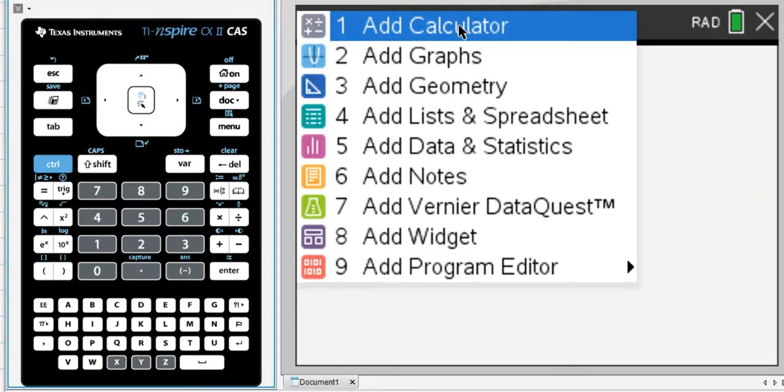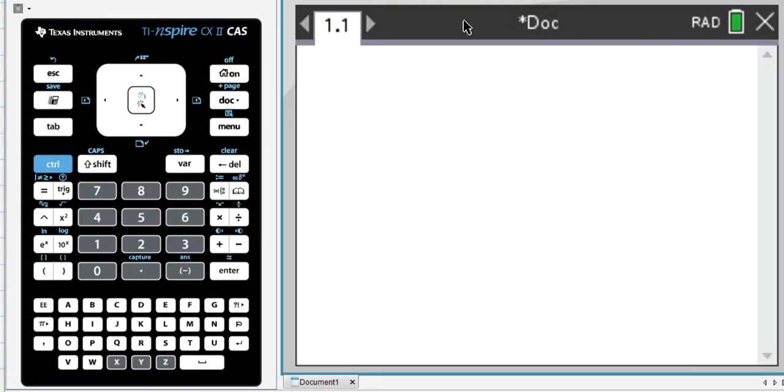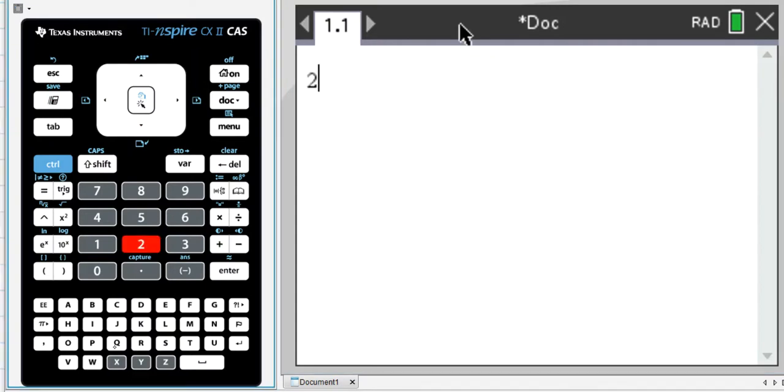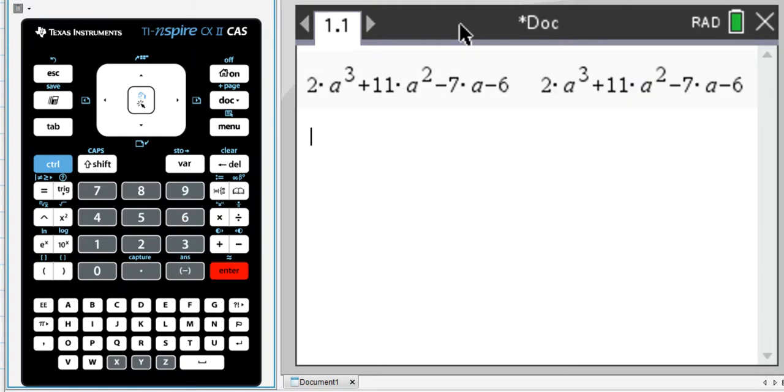So I'm going to turn on the calculator and open up a calculator page. And I'm going to rewrite this function, not with the letter x, because the letters x, y, and z are often stored in the calculator elsewhere for specific use. I'm just going to use the letter a right now. 2a to the 3rd power plus 11a squared minus 7a minus 6. And I'm going to press enter.